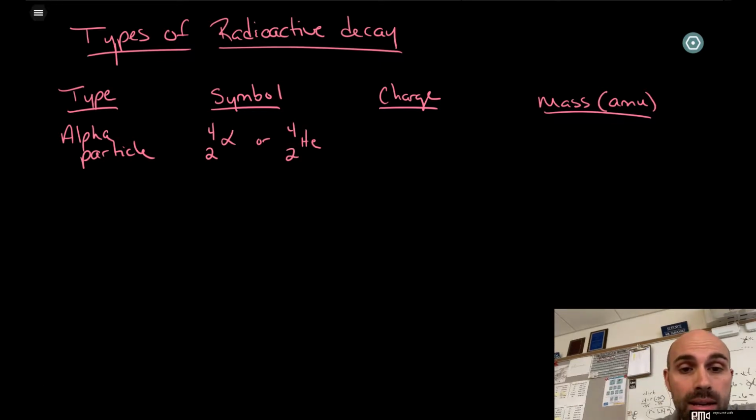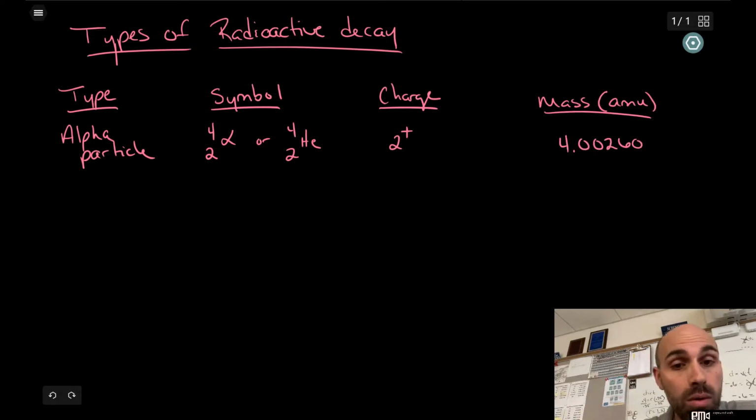You can either write it by writing 4/2 and then the alpha sign, or you can write it 4/2 He. They mean the exact same thing. And in case you just realized this, I will confirm it for you. An alpha particle is a helium atom. Yes, I kid you not, an alpha particle is a helium atom. All right, so let's continue on with this.